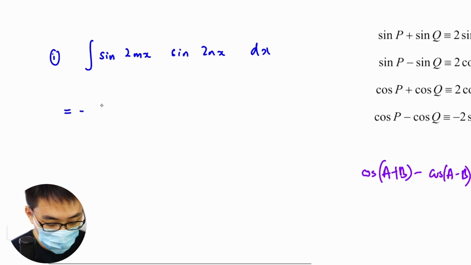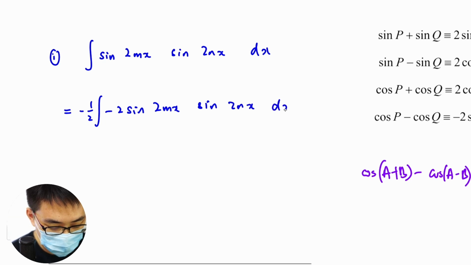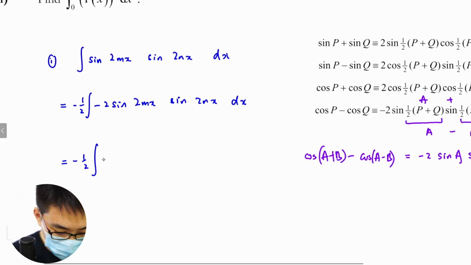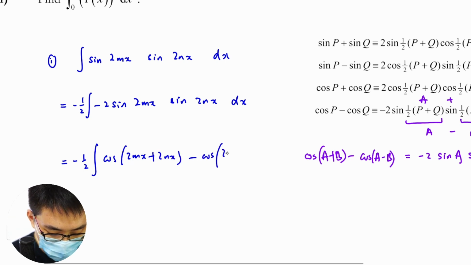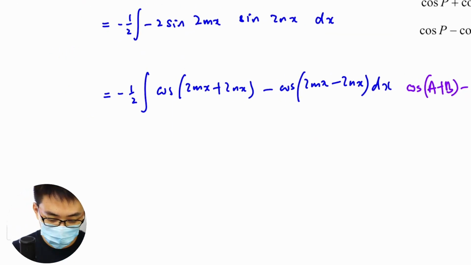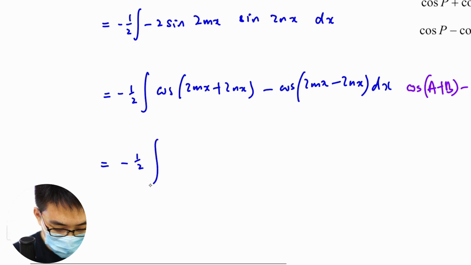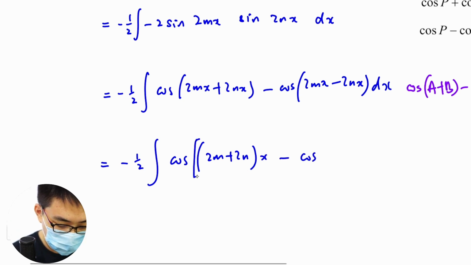So this part here, we'll put the minus half here, sine 2mx dx, minus half cosine 2mx plus 2nx minus cosine dx. Okay, there you go. So life is good. So good. 2m plus 2n x. Let me just bracket it nicely.